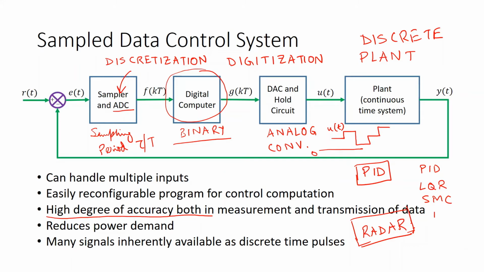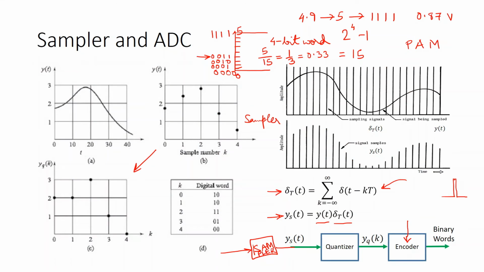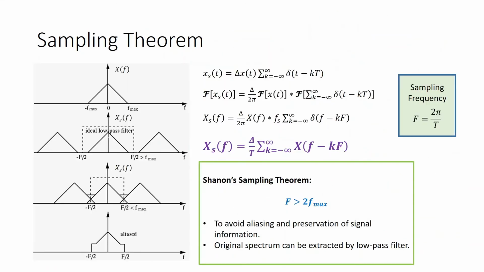Now this binary word cannot be fed to the continuous time plant, so you have to go through the DAC and hold circuit. So what does the DAC and hold circuit do? That we'll see, but before that there is an important thing that I missed. So that is the sampling theorem.